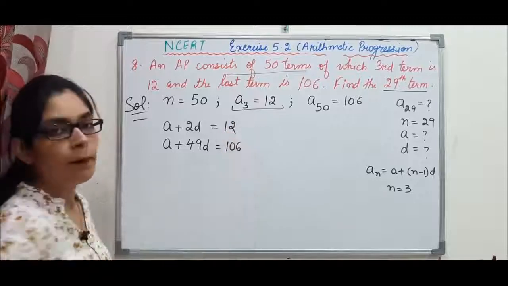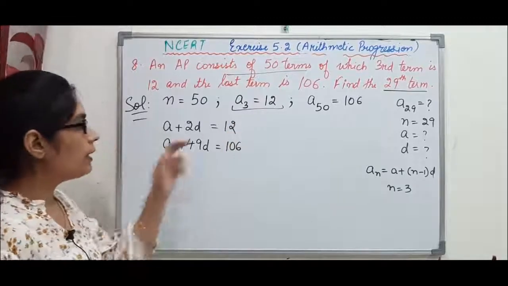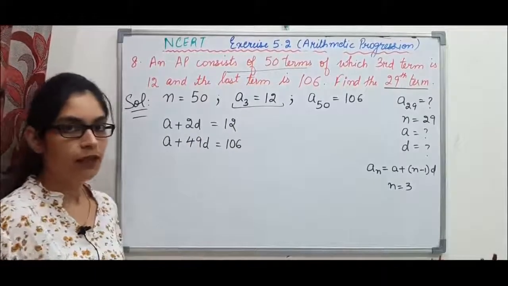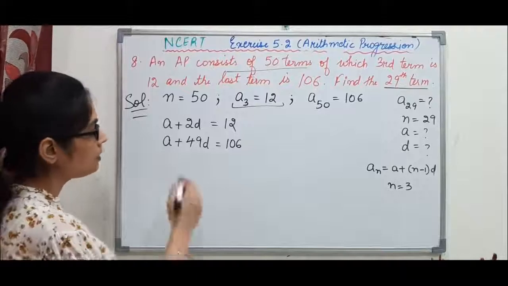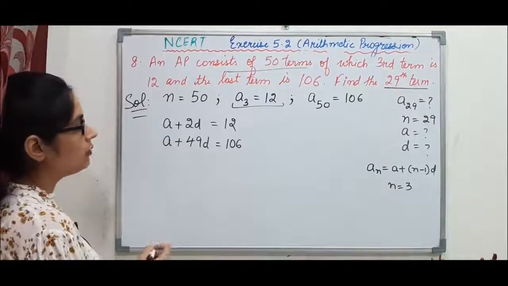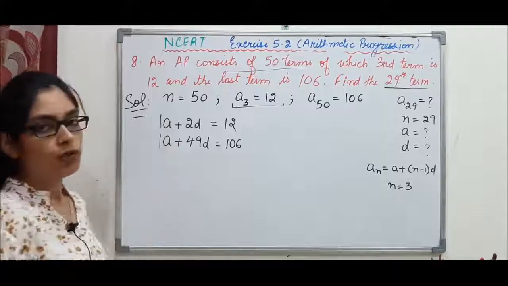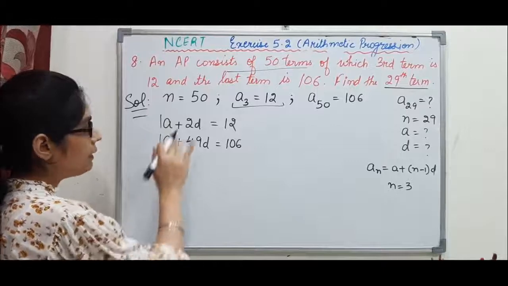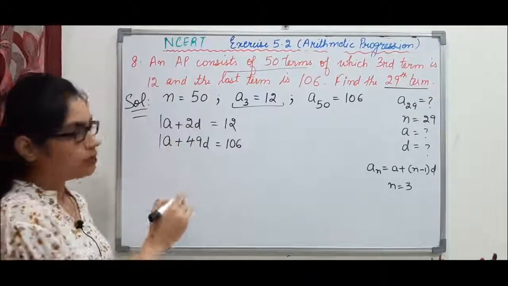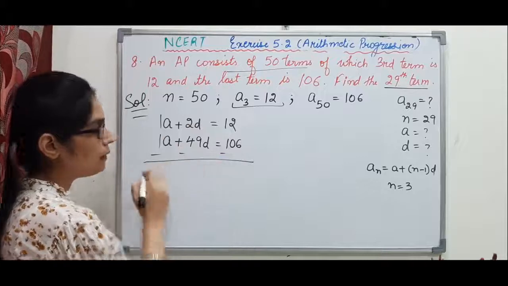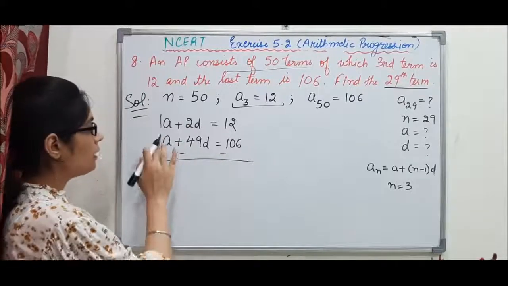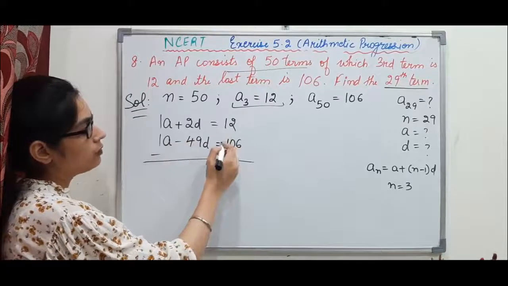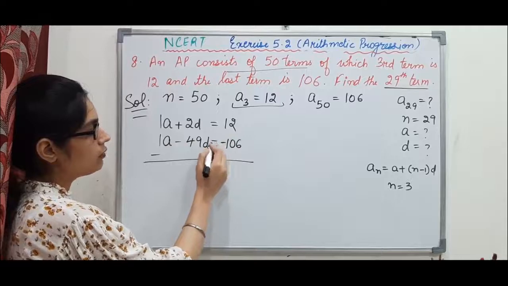I have got a pair of linear equations where the variables are A and D. A pair of linear equations can be solved by the method of elimination or substitution, any method you can use. I am going to solve it by elimination, because the coefficient of A is the same, so I can easily eliminate the variable A. From the first equation we subtract the second one. While subtracting you have to change the signs, so plus becomes minus.